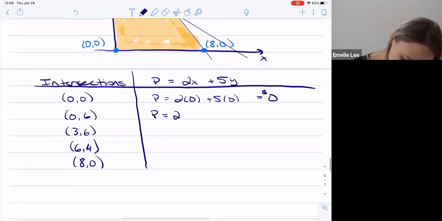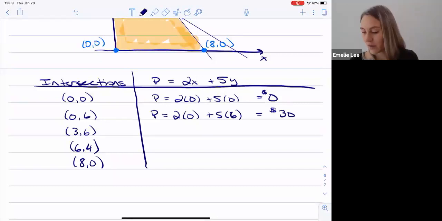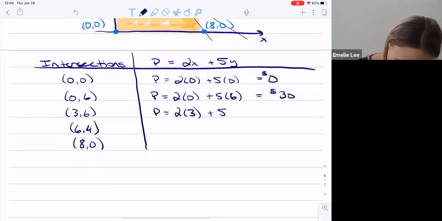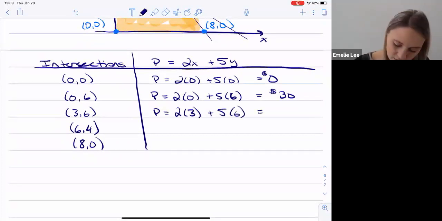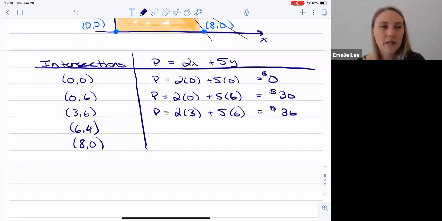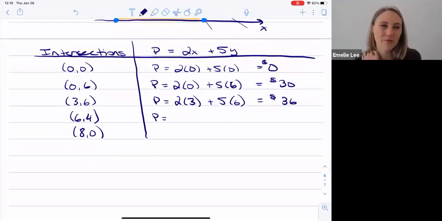P is 2 times 0 plus 5 times 6. 5 times 6 is 30. Now I'll probably need to bust out my calculator. 2 times 3 plus 5 times 6. Well, maybe not yet. 36. So far, that's my largest profit, right? But I've got other options.